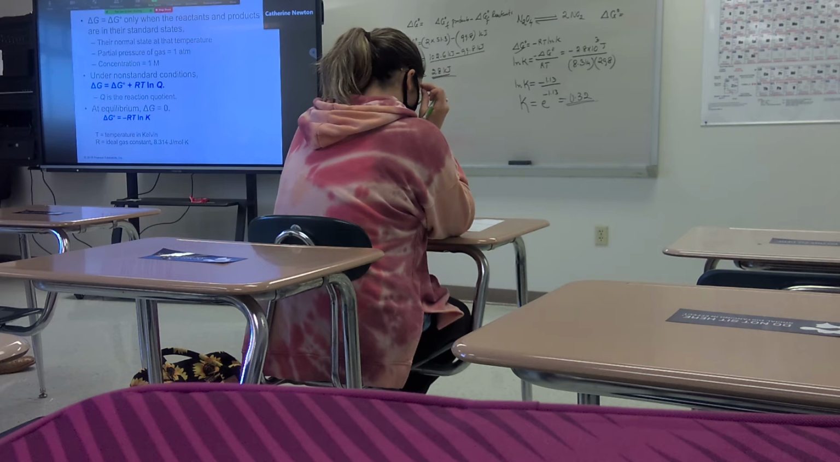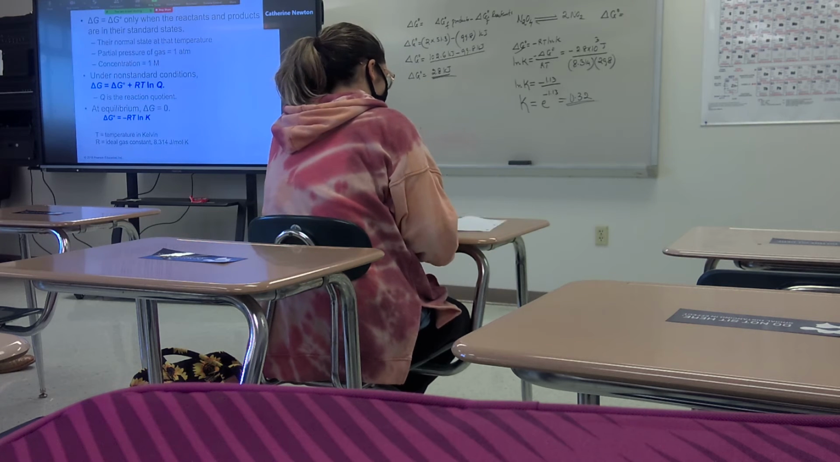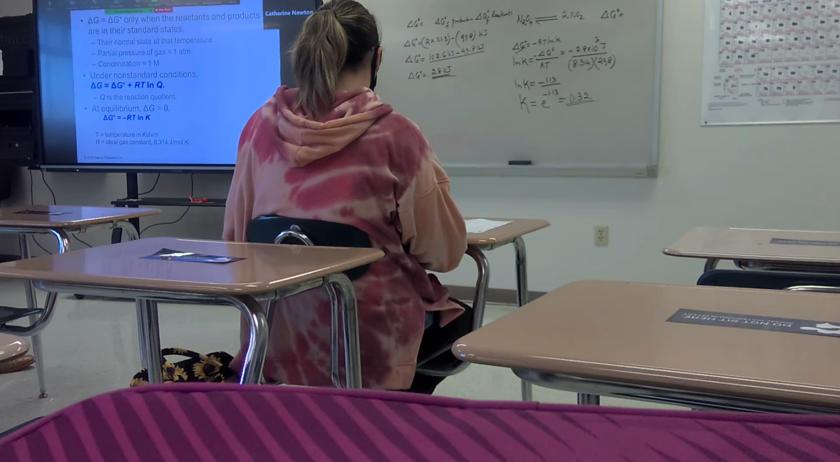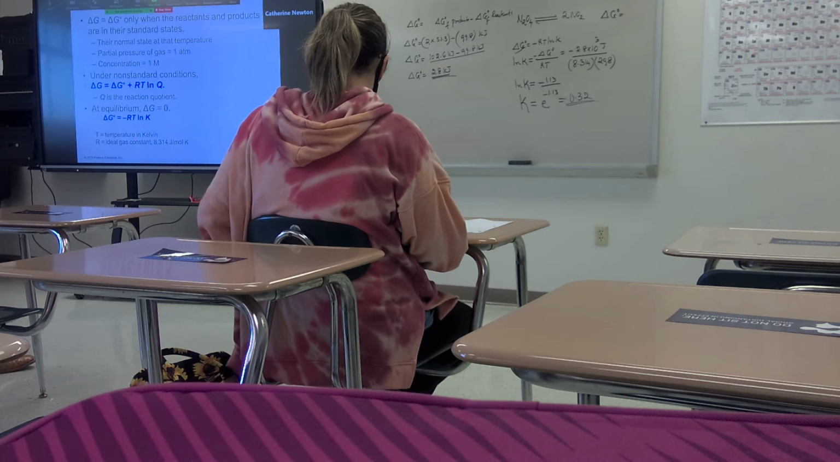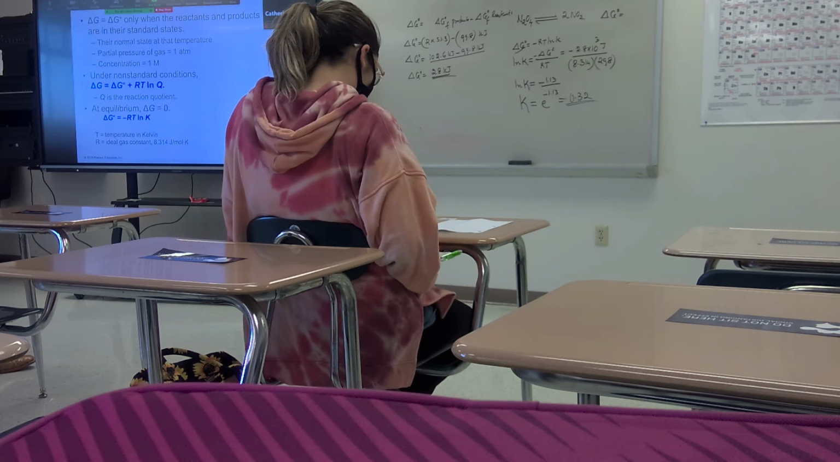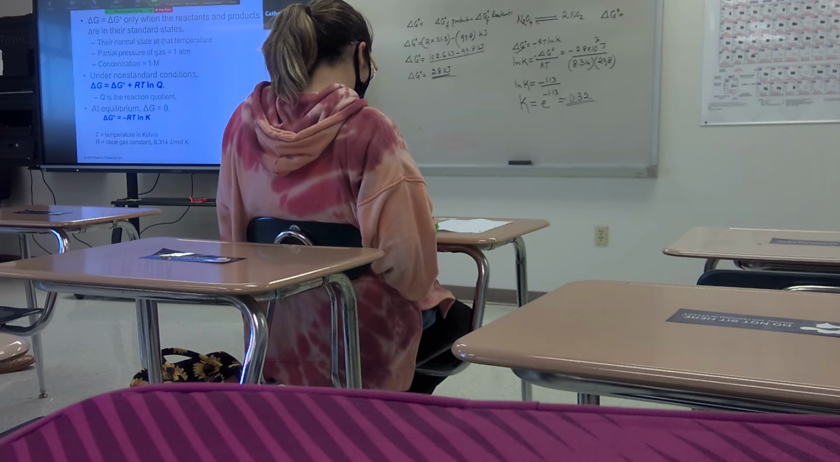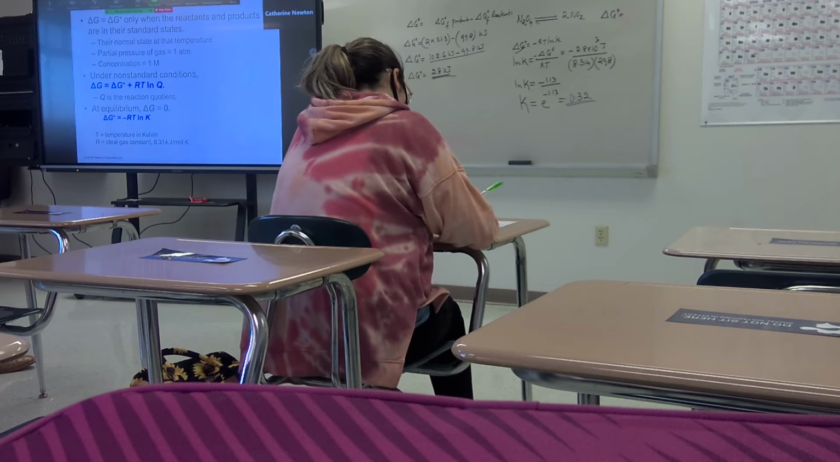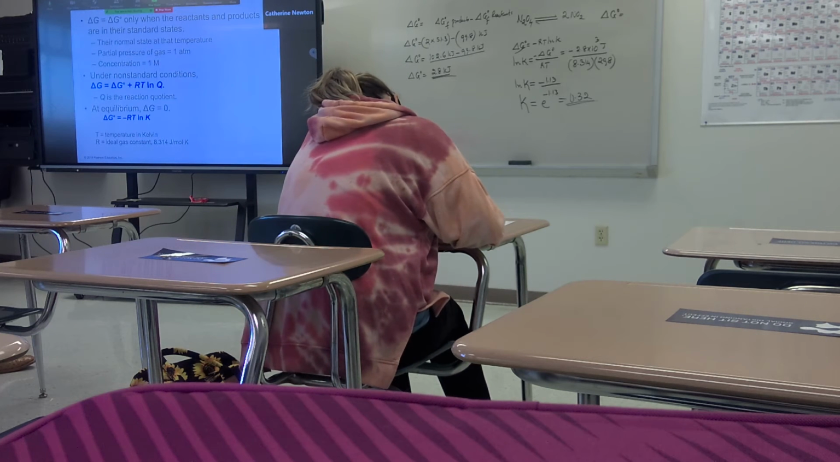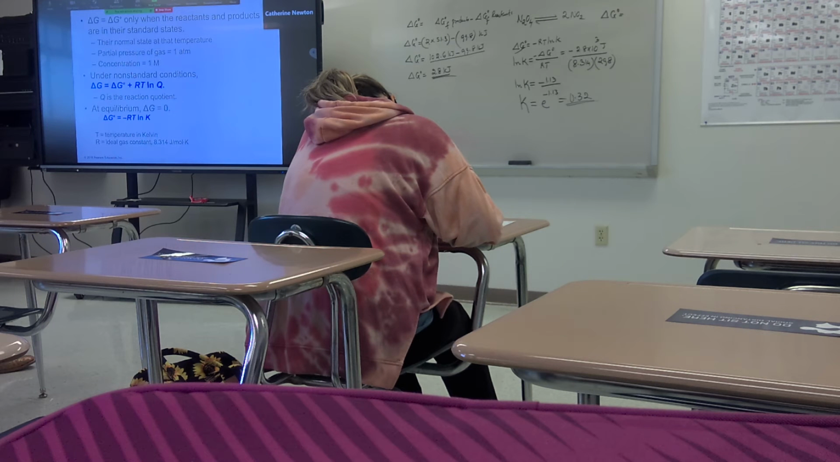Equilibrium constant must be positive. Gibbs free energy change must be negative. Enthalpy change must be negative. Entropy change must be positive. Right? And there is one more which we are going to deal with in the last chapter, which is on electrochemistry. Okay?